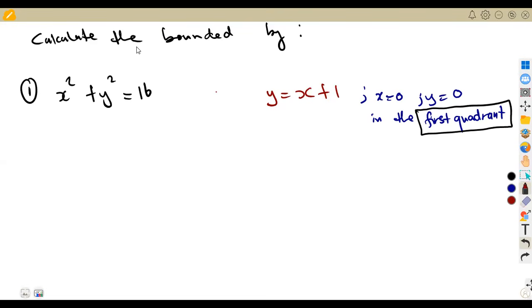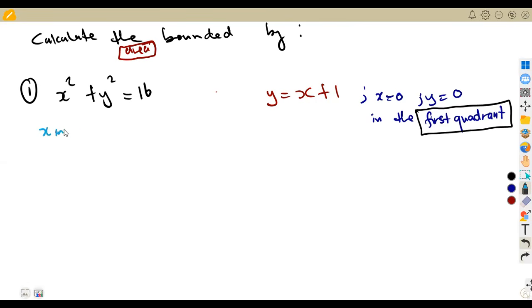So here we are supposed to calculate the area bounded by. If we are to consider here, we are seeing that we have got a circle. X squared plus y squared is equal to 16. That is a circle that we're having there. So if we are to work this, we can draw a circle, and also the straight line. Let us just see what you're going to have for a circle.